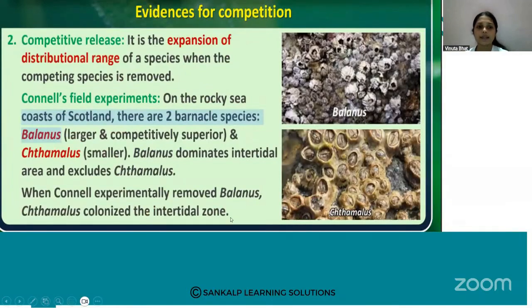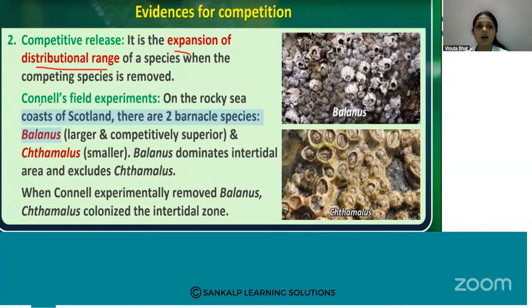The second one is competitive release. It is the expansion of the distributional range of a species when the competing species is removed.